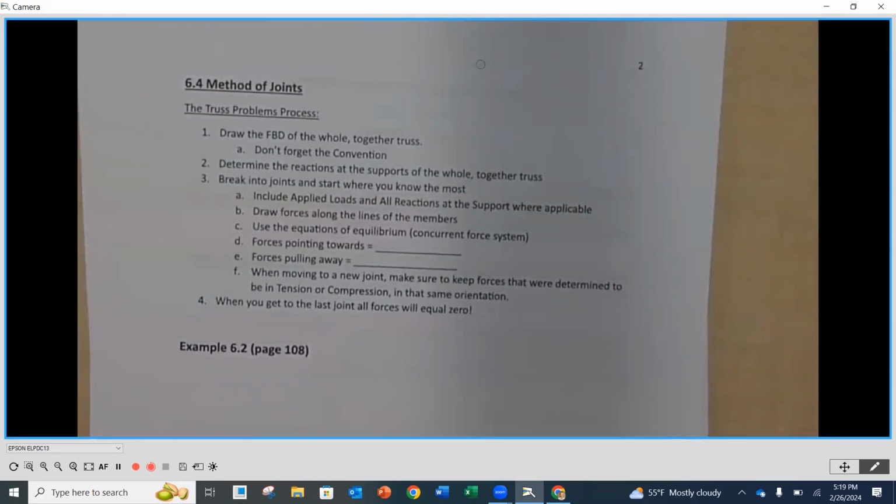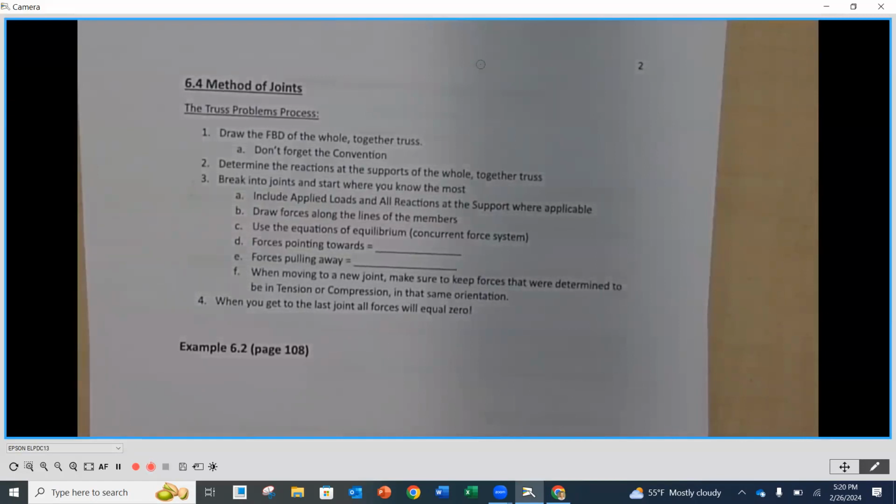Now, again, the end goal of a truss problem is to determine what is the force in each individual member that makes up this entire truss. And not only the magnitude of the force in that member, but is it in tension or compression? Okay, it's going to be one or the other. So each of your answers is going to either have tension or compression, and that's going to be based on the direction that it's pointing in the free body diagram.